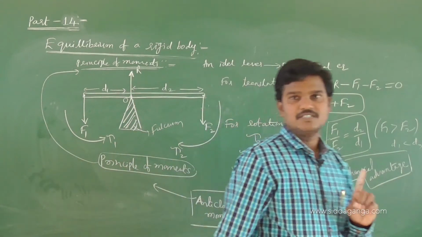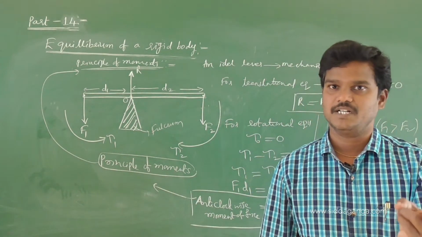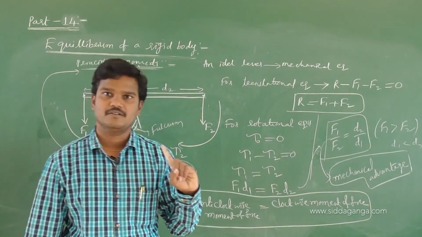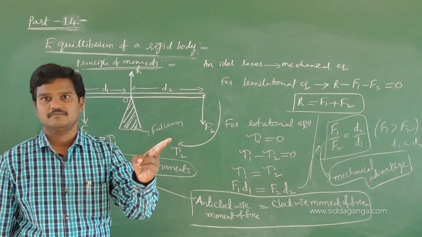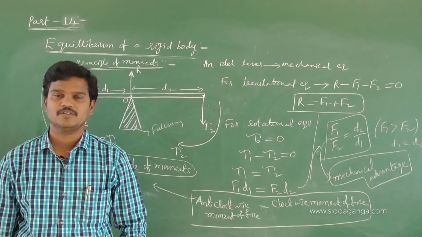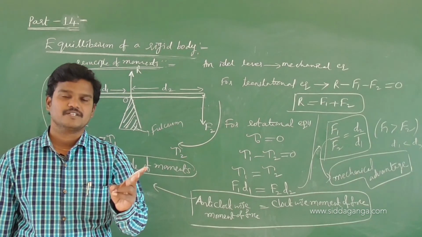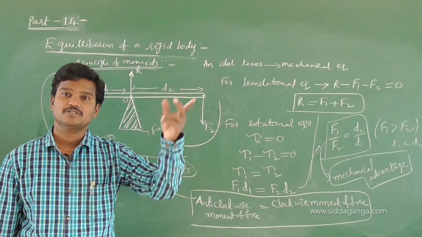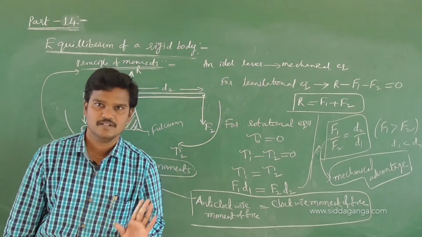An ideal lever must be in mechanical equilibrium, nothing but it has translational equilibrium and rotational equilibrium. Write the condition for translational equilibrium, you will get one equation. Write the condition for rotational equilibrium, you will get another equation. Follow the same process for problems. If mechanical equilibrium is given, take the two equations, solve them, and you will get the result. I will give you some questions. Take this.